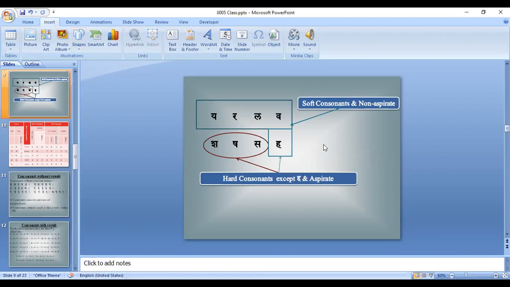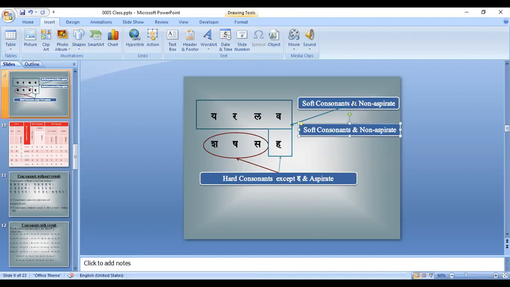Hard consonants, that is all the sibilants: sha, sha, sa, ha. They are mahaprana, aspirate. The first three letters of the sibilants are hard consonants, whereas ha is the soft consonant. That is what I modified in the slide. You can see hard consonants except ha. Except ha means it is understood it is a soft consonant, and it is aspirate. I hope this is clear. Otherwise, I can correct that here itself.